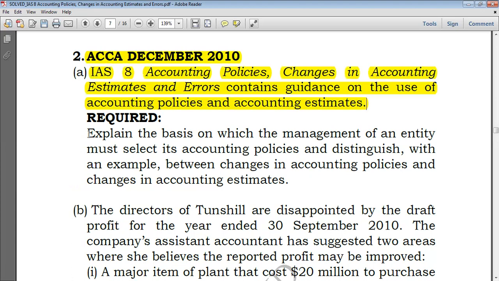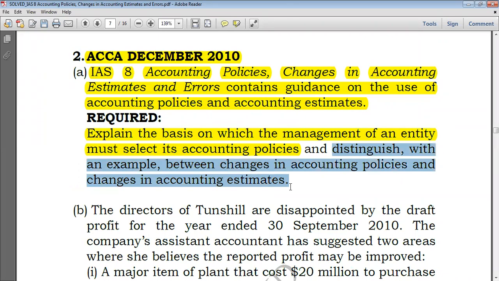What are we required to do now? We are told, explain the basis on which the management of an entity must select its accounting policies. The basis to select accounting policies. On what basis should management select the accounting policies? And we are told to distinguish, with an example, between changes in accounting policies and changes in accounting estimates.